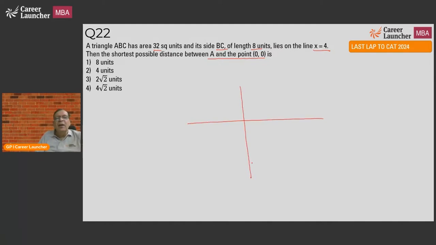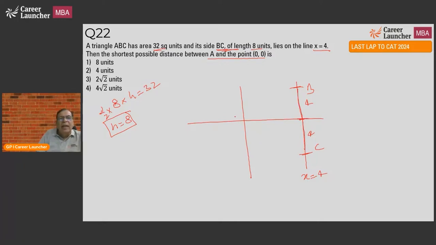So if this is my axis, it says BC of length 8 units lies on x equal to 4. So if this line is x equal to 4, that means BC will be somewhere here. Area is 32 units and BC is 8 units. So area is equal to half into base. Base is nothing but BC, which is 8, into height, which is equal to 32. That means H is equal to 8. Altitude should be 8. So if I say BC like this, 4 above the x-axis and 4 below the x-axis, then where will A be?